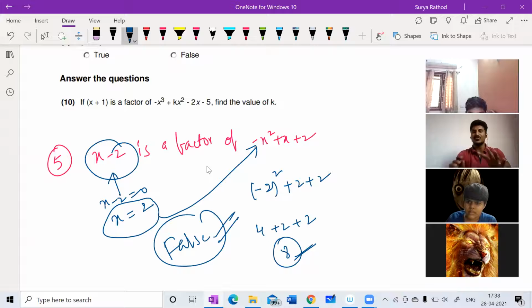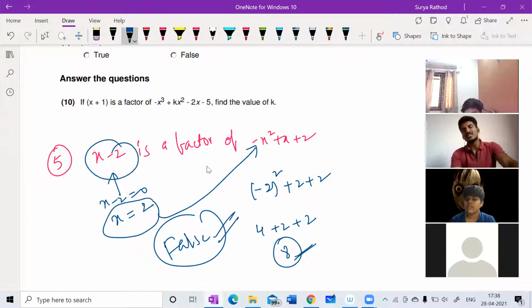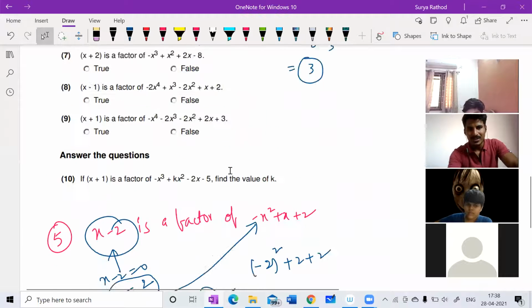How many of you are writing false? The fifth one is not true, guys. Please check it out. We are not getting 0. It should be minus of 2 square, not minus 2 square, because it's minus x square. If you change the question, you will get that. But in this question, the answer is a false statement. Getting my point?